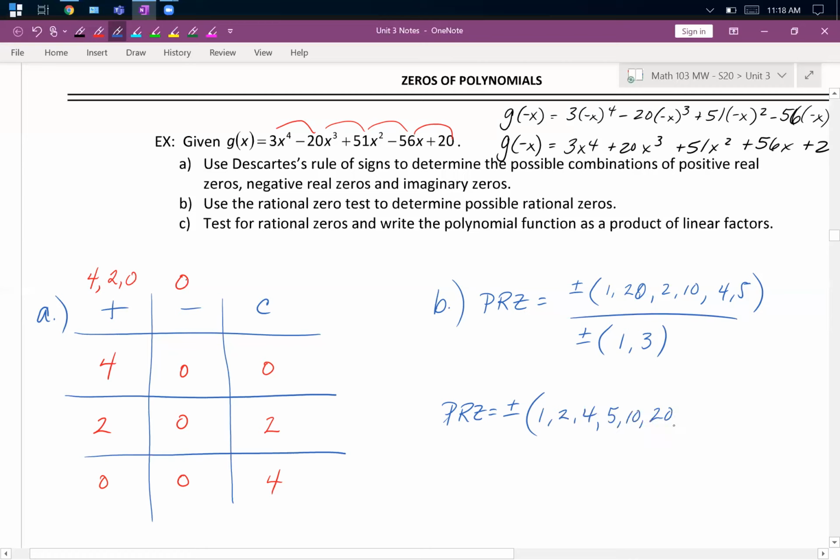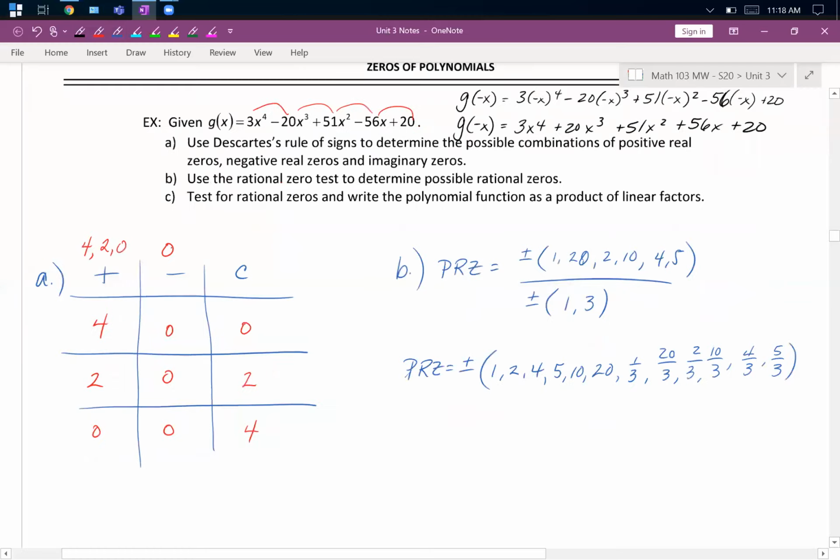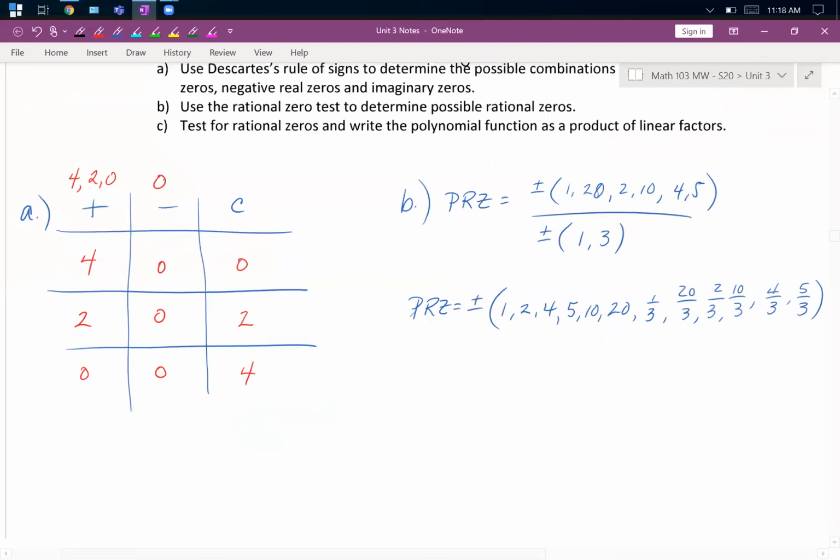And then each one of them over 3: 1/3, 20/3, 2/3, 10/3, 4/3, and 5/3. There we go.